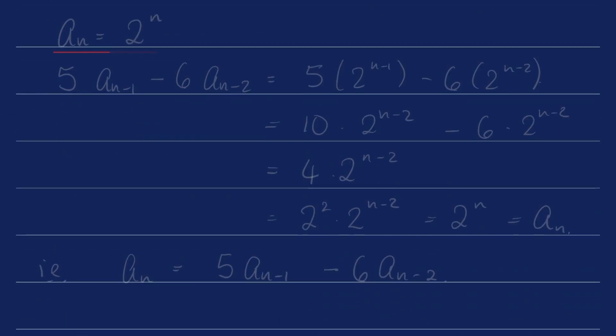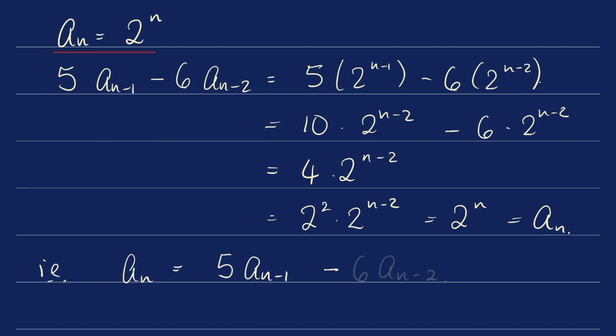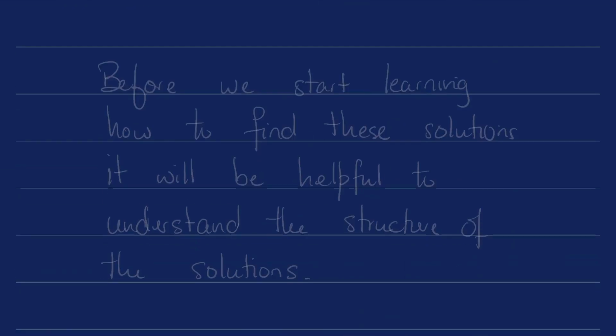Similarly, we can explore the idea that a_n is equal to 2^n would also satisfy this recurrence relation. 5a_(n-1) minus 6a_(n-2) would be equal to 5 times 2^(n-1) minus 6 times 2^(n-2). Doing the algebra, that gives us 2^n, which is a_n. So 2^n also satisfies this recurrence relation. That is what it means to be a solution to a recurrence relation.